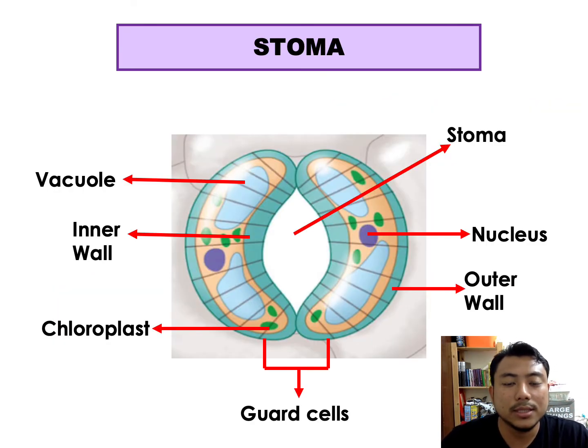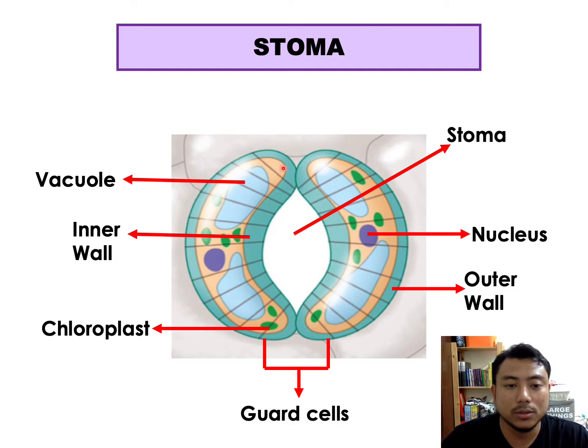Okay, so here is the structure of a stoma. Stoma is actually an opening. Don't get it wrong, don't be confused, don't get mixed up. Stoma ni is referring to the opening, bukaan, the hole for the exchange of gases only. So what creates the stoma is the guard cells.